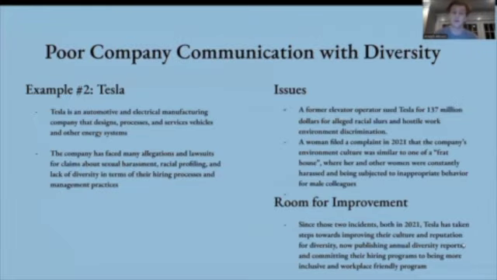Now, a company that handles diversity poorly would be Tesla, and Tesla is an automotive and electrical manufacturing company, and they design, process, and service vehicles and other energy systems. So, a bit of a background of what their problem has been.